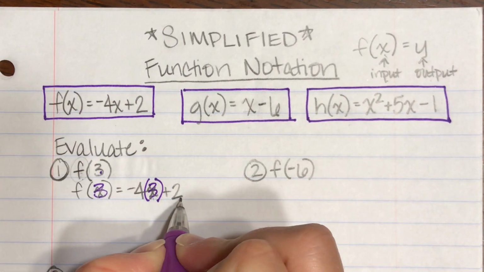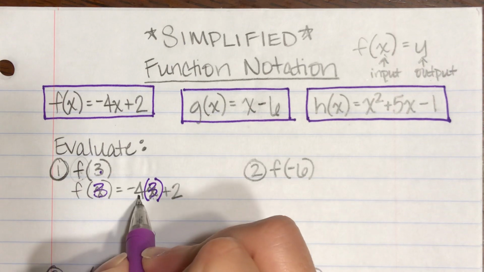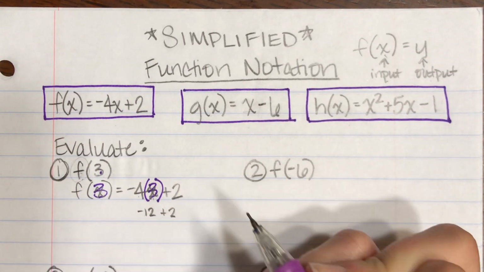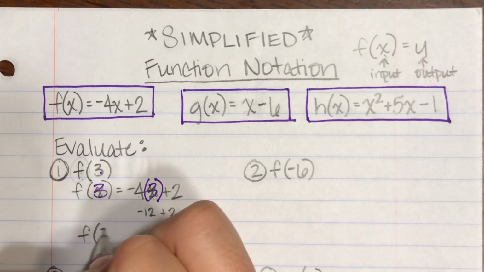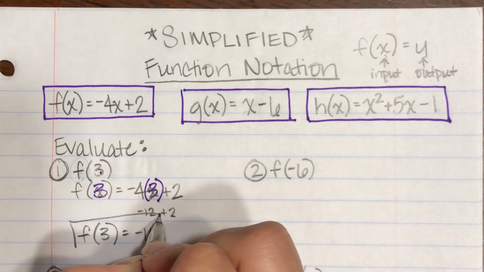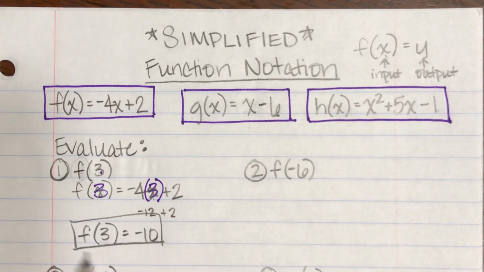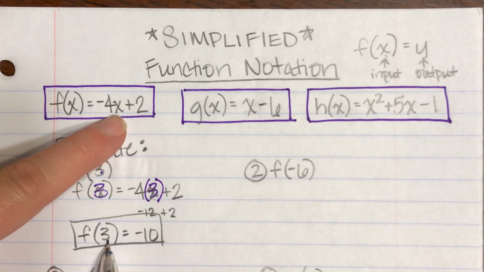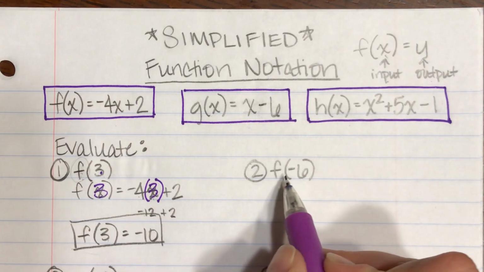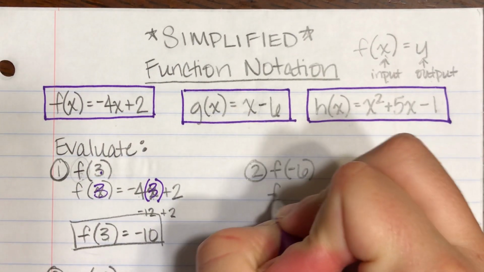You can use a calculator if you're not real strong, but negative 4 times 3 is negative 12, and negative 12 plus 2 makes negative 10. So you would say f of 3 equals negative 10. And again, this notation has a lot of information. It tells you that we used formula f, we plugged in a 3, and we got out as a result a negative 10.